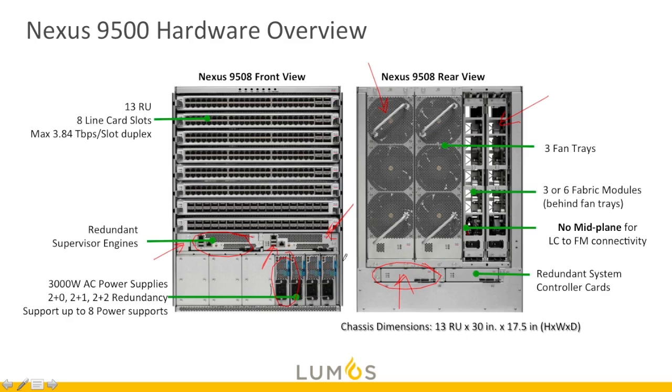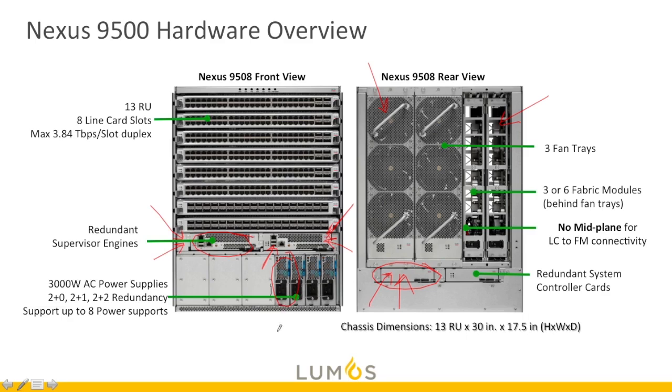Those things are controlled by the supervisor modules in the Nexus 7000 series. In the Nexus 9500 series, those functions are split between the supervisor engine and the controller cards. So the controller cards are managing the autonomic functions, or the higher level brain functions. The control plane is on the supervisor modules.